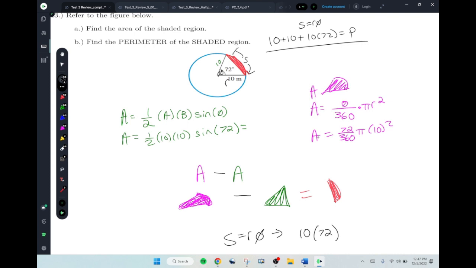My bad. Wait, I think we messed that up last time I did this problem. I think we did perimeter, which is fine. It's a different problem. I think we did the perimeter of the piece of pizza, not of the shaded region. But it's okay. Perimeter of the shaded region, we would have to find the one missing side.